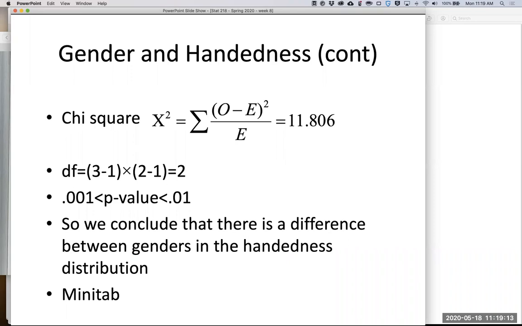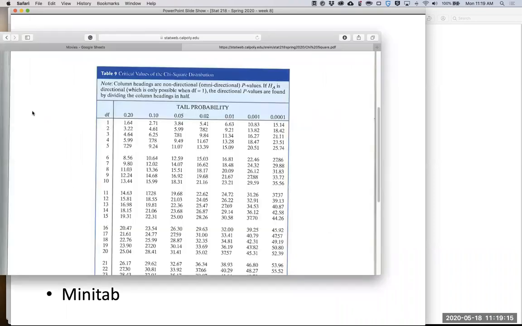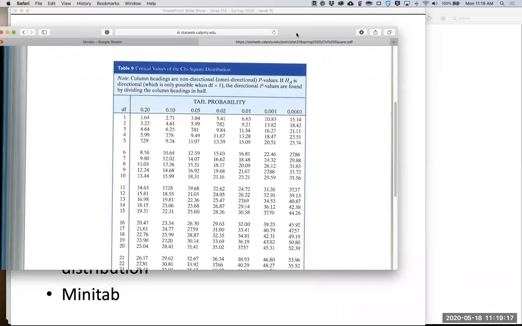Verify that you could get this before we move forward. Let's do this. 2 degrees of freedom, and I had 11 as my chi-square value is right there. So the p-value, the upper tail area, must be between 0.001 and 0.01.